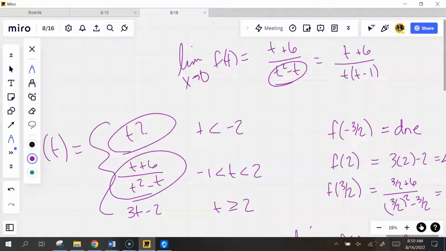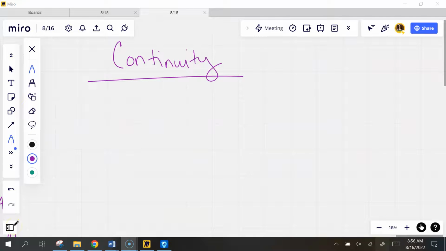Y'all need a break? Take a couple minutes. Tell somebody what it means to be a continuous function. Tell me what you tell them. Never ending? Keep going. Tell me something else about it. No holes? Okay, so you'd never have to pick your pencil up.